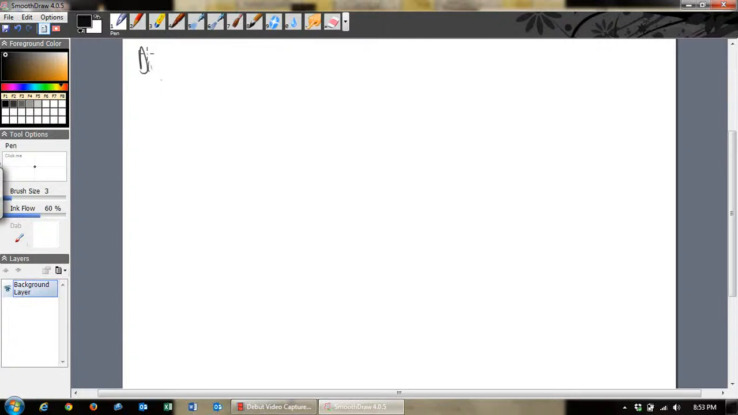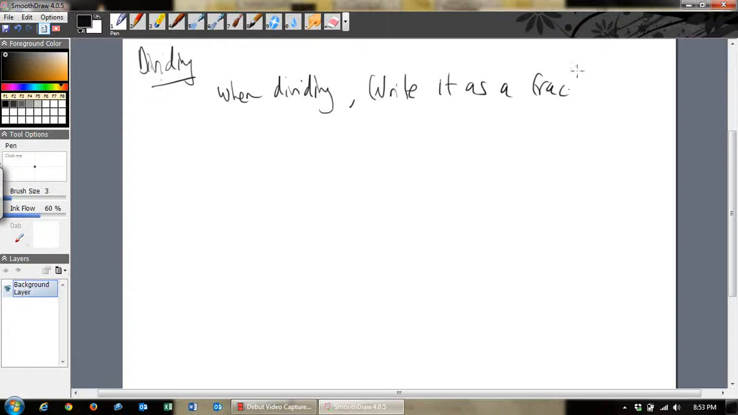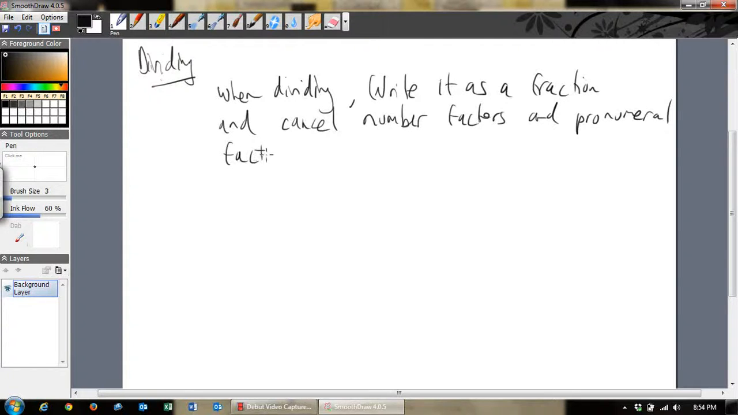Okay, so with dividing, okay, when you're dividing, it's easy probably to write it as a fraction. Write it as a fraction and cancel number factors and pronumeral factors. Okay, so that's what we're trying to do here.